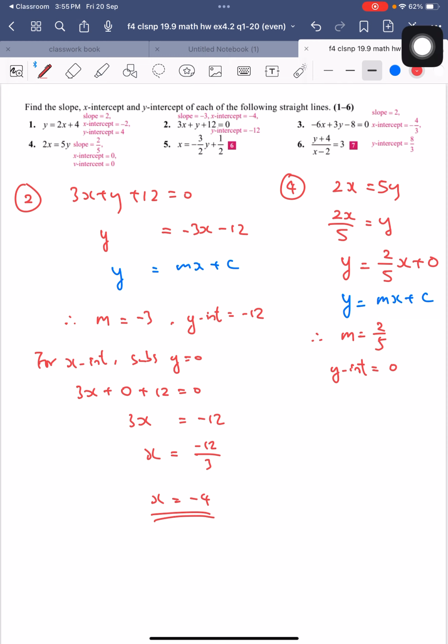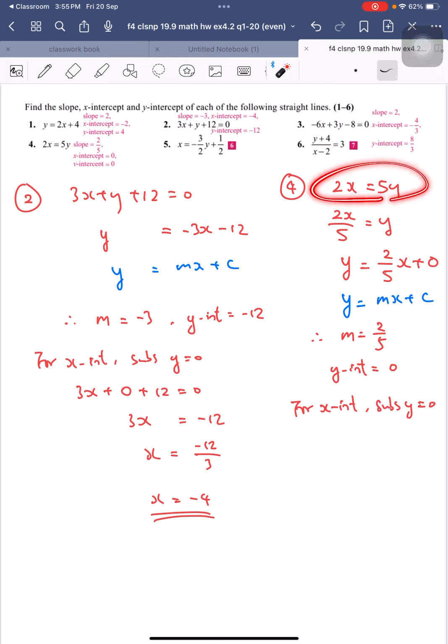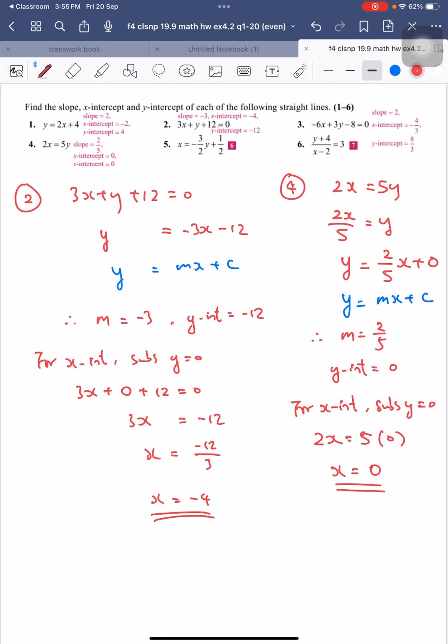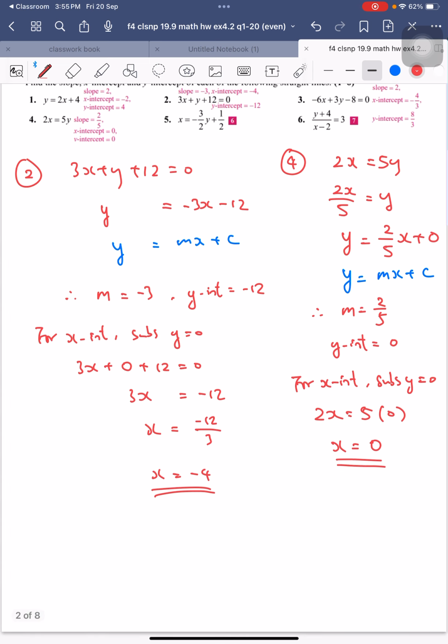And similarly for the x-intercept, we substitute y = 0. Then I substitute into this equation, so I have 2x = 5 times 0. So x is equal to 5 times 0, which gives you 0. So 0 divided by 2 gives you 0 as well. So the x-intercept is going to be 0. So moving to question 6.